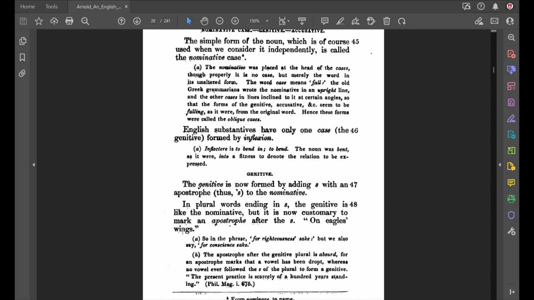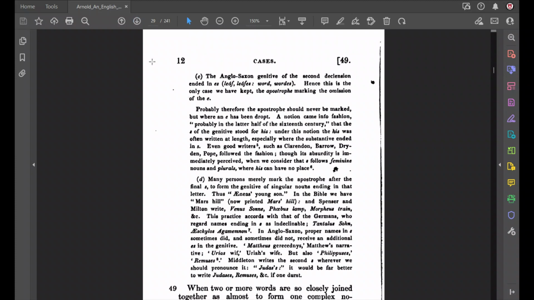If you're writing, it matters. If you're speaking, it doesn't matter anyway, so it's not a big deal. Okay? So the first case is the genitive, the only case we have that's actually formed by changing the form of the word.